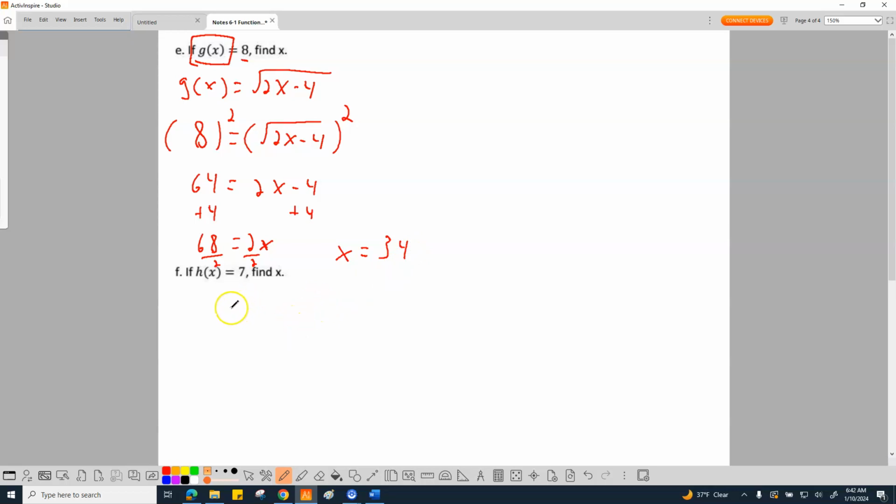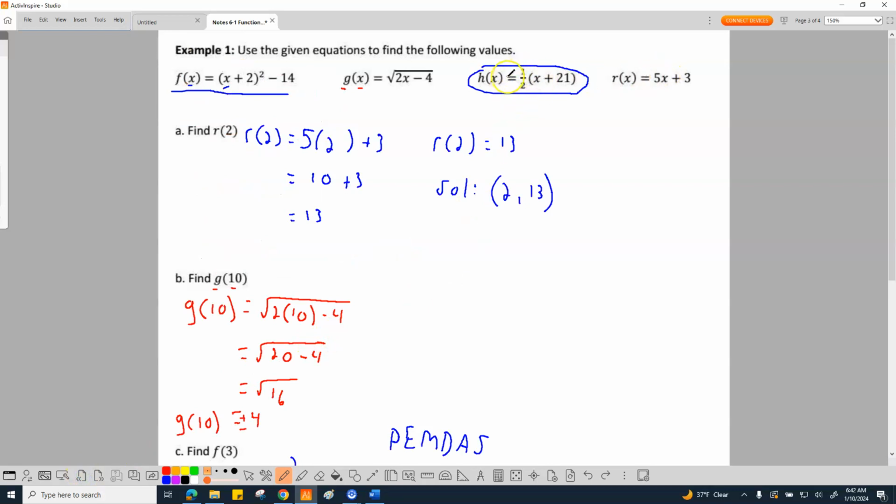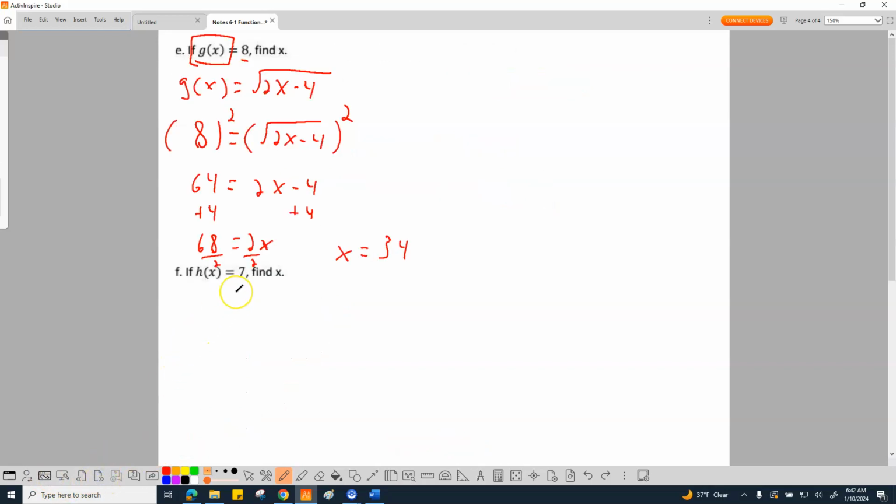So then for f, h of x equals 7. It's the same thing. So I'm going to make sure I have this copied down. h of x equals 1/2 x plus 21. So I'm going to switch my ink. It's blue. 1/2 x plus 21. That is what our h of x equals. Now, it is saying replace this h of x with 7. It says replace this entire thing with 7. So I'm going to replace this entire thing with 7. 7 equals 1/2 times x plus 21.